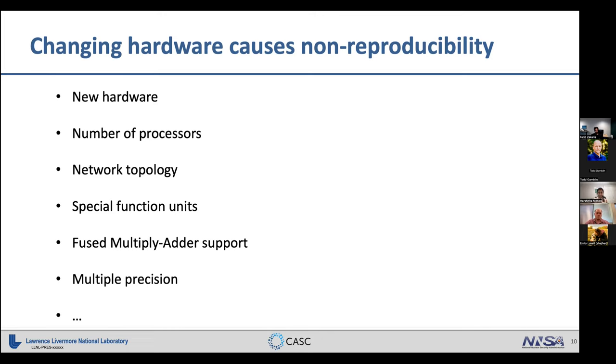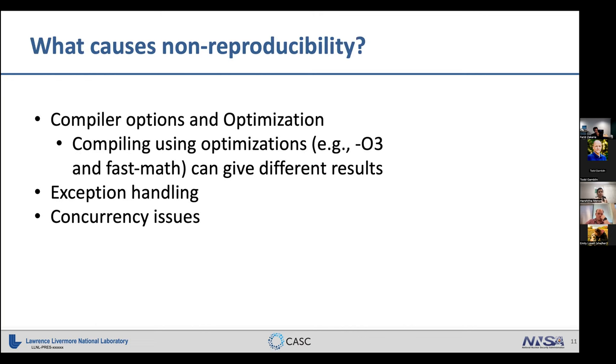Hardware support for multiple precision is another reason for variability: inconsistencies due to how they interact with each other, what kind of conversions are happening, and things like that. There are many other reasons too, such as compiler optimizations. They do have the capability of changing the results. The main reason why that happens is that they employ aggressive optimizations, such as fast-math in GCC and Clang, which violate IEEE floating point semantics in exchange for faster code execution.